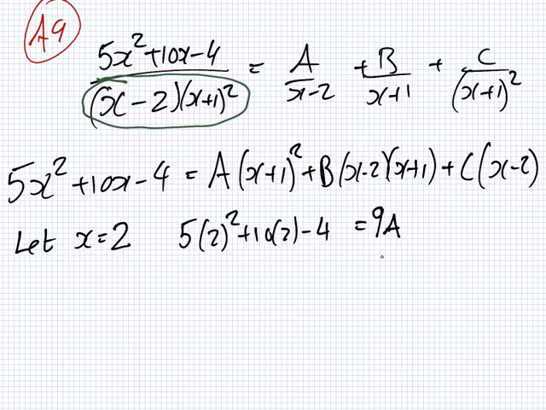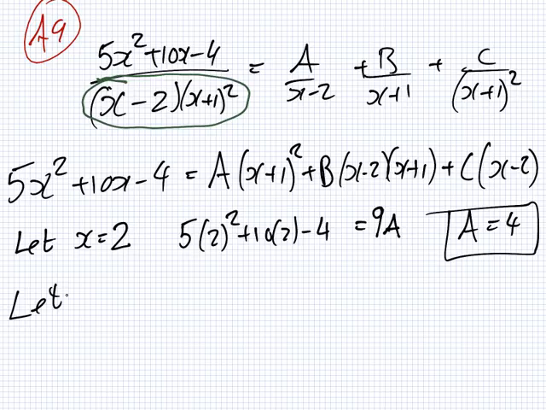So what's that? 4 times 5 is 20, plus 20 is 40, minus 4 is 36. 36 divided by 9 is 4, so you get a equals 4. Right, what should I do next for x? Make x equals -1. Yeah, minus 1 will do.